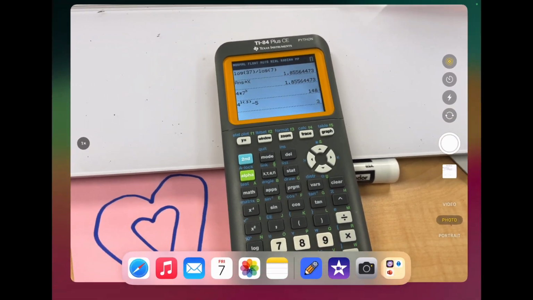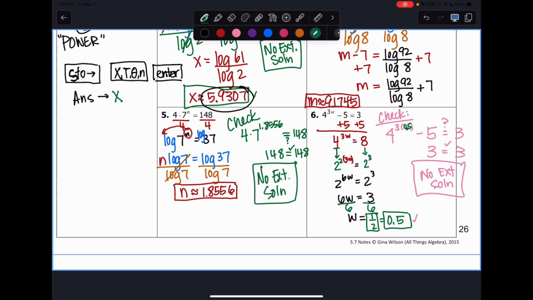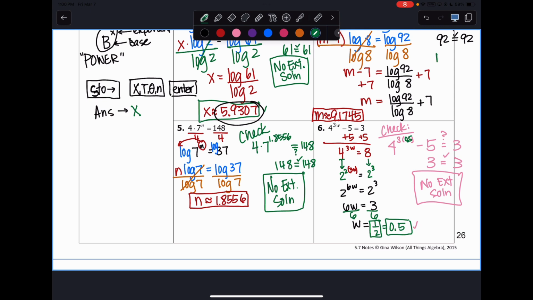3. Yay. Is that what we wanted? Does this equal to 3 like it said? Yes, it does. 3 equals to 3. Yay. So this is correct. No extraneous. Y'all doing okay? I forgot to put no extraneous solutions for all of these. Okay. Are we good? All right.